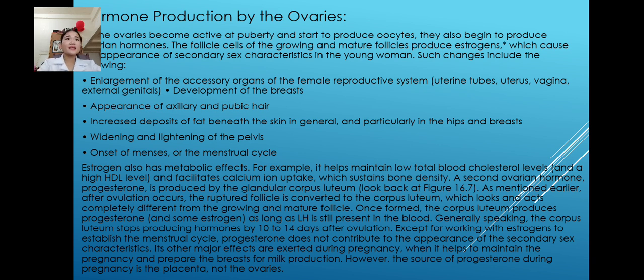The first is enlargement of the accessory organs of the female reproductive system, the uterine tubes, uterus, vagina, and external genitals. Next is development of the breast. Next, appearance of axillary and pubic hair. Increased deposits of fat beneath the skin in general and particularly in the hips and breast. Widening and lightening of the pelvis. And last, the onset of menses, or the menstrual cycle.